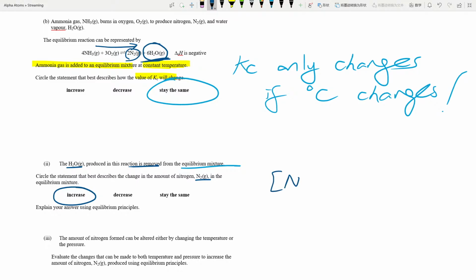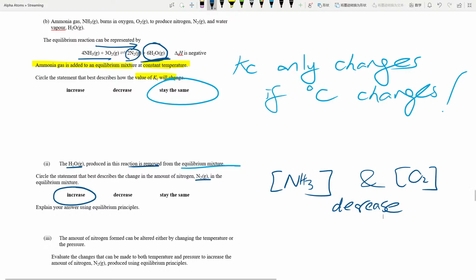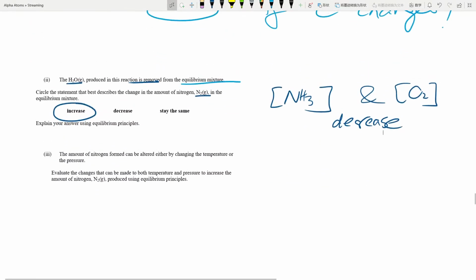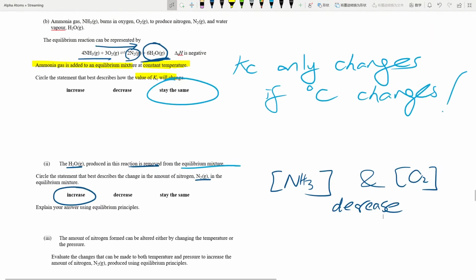And now I'm just going to do a little bit extra. The NH3, the thing on the left hand side, and the O2 concentration, these two concentrations will decrease because they are being used to make the extra H2O. But then once the system has re-established equilibrium, the Kc value will still be the same, okay, because the ratio doesn't change.